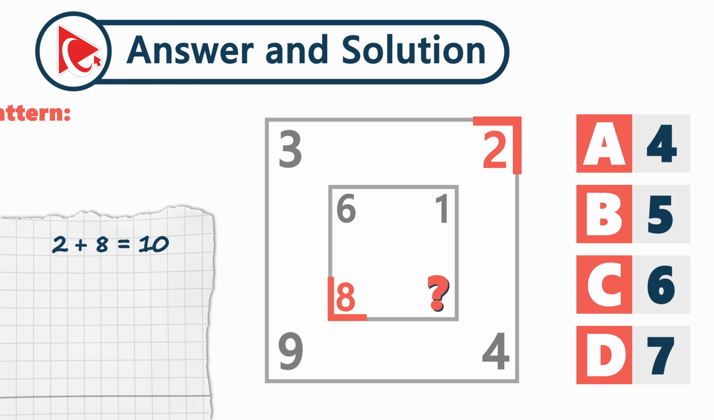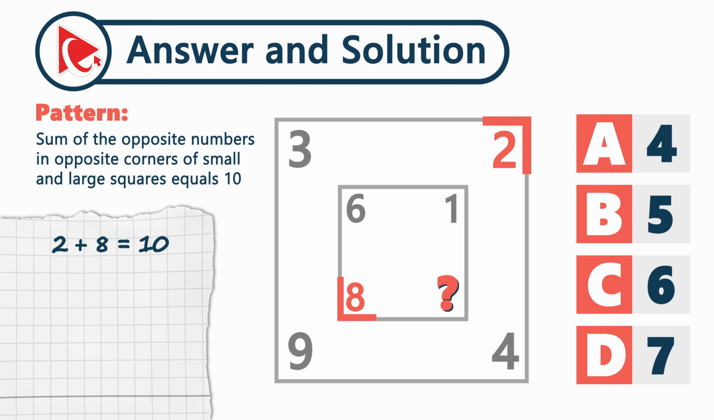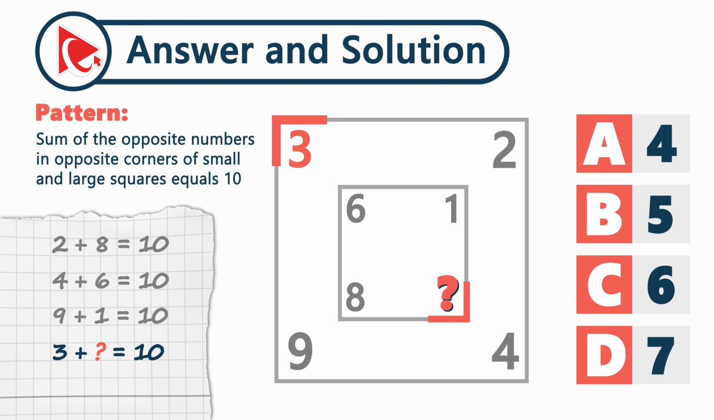Guess what? In this question, the sum of the numbers in the opposite corners of small and large squares equals 10. Let's look at more examples. I already mentioned 2 plus 8 equals 10. Now 4 plus 6 also equals 10, and 9 plus 1 also equals 10. But now comes the magic moment. I'll show you calculations for finding the missing number. We now know that 3 plus the missing number equals 10, so the missing number can be calculated as 10 minus 3, which equals 7. So the correct answer here is choice D, 7.